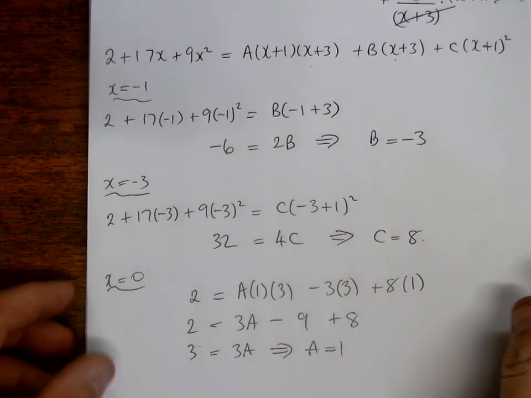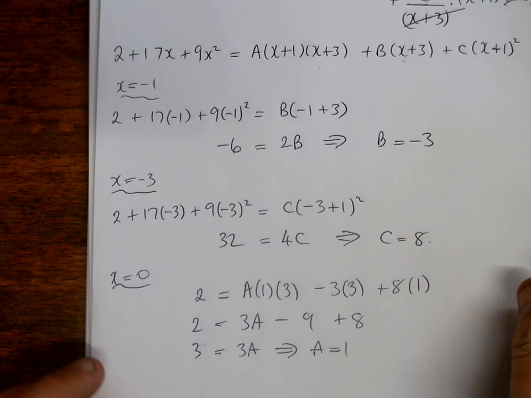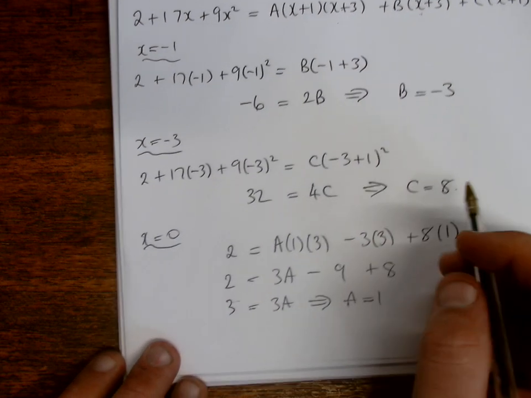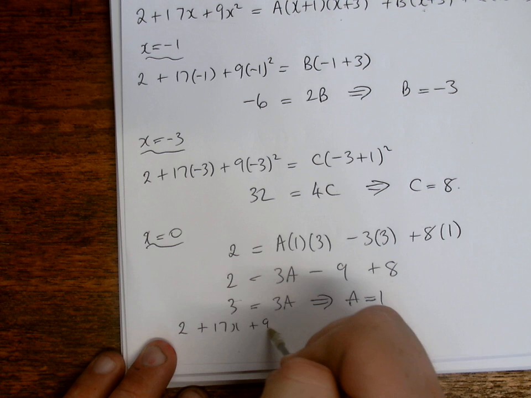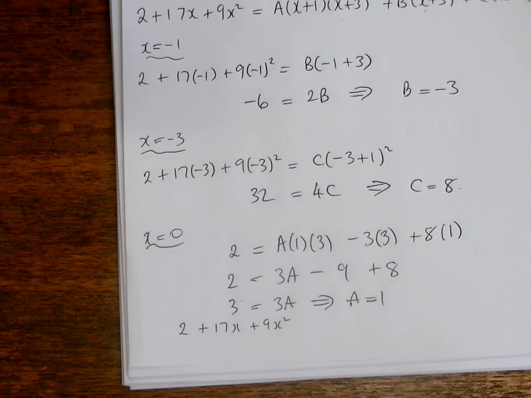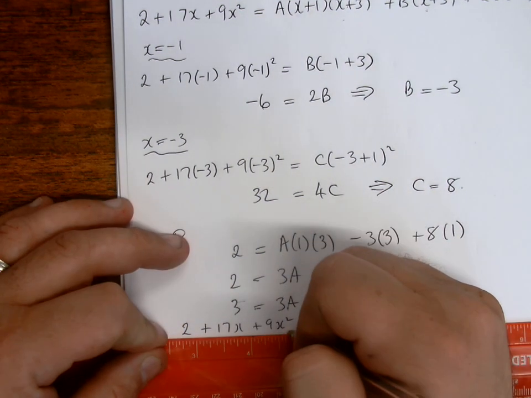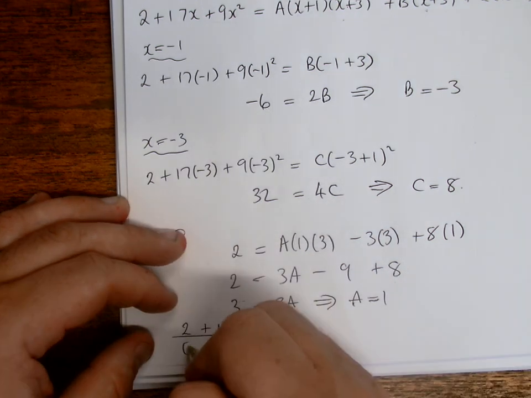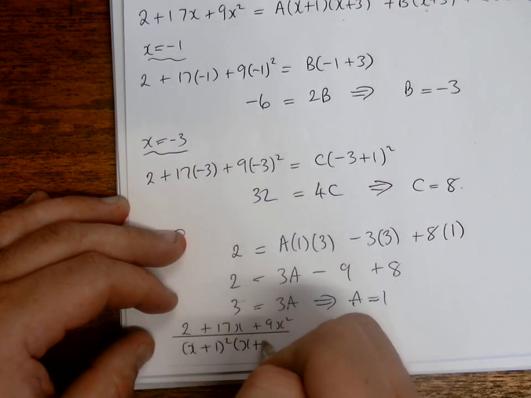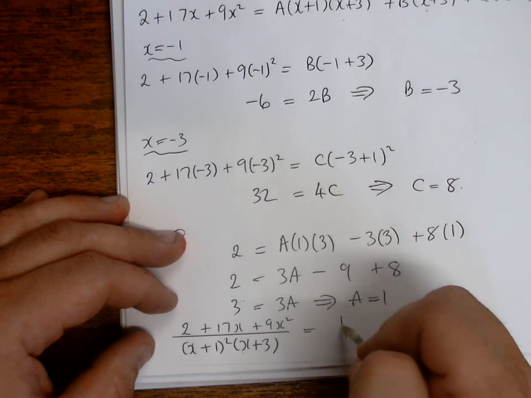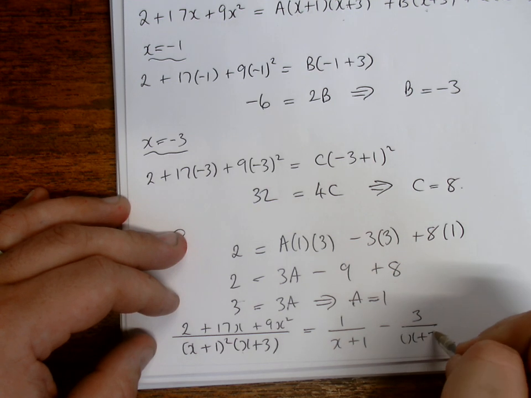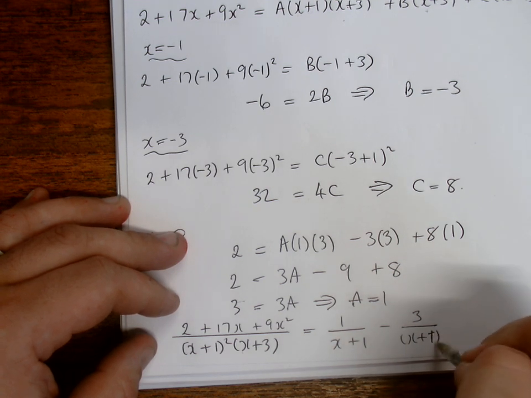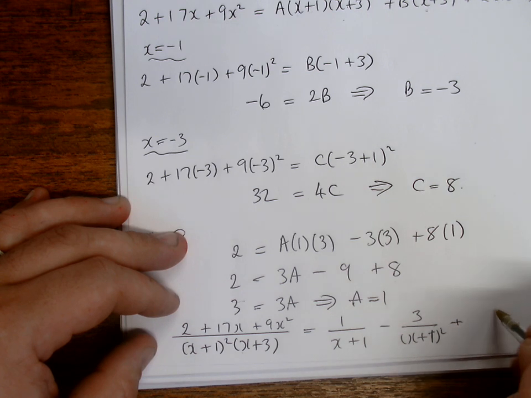To conclude, for our final answer you simply substitute in those values of A, B and C into the partial fractions that we have above, and we're done. So A is 1, B is negative 3, and C is 8.